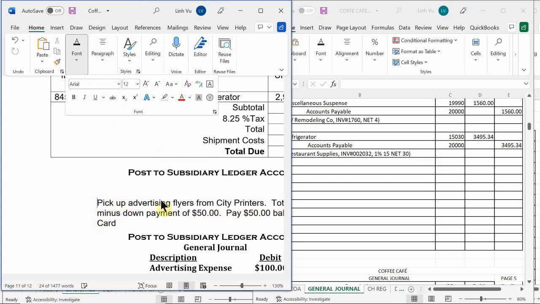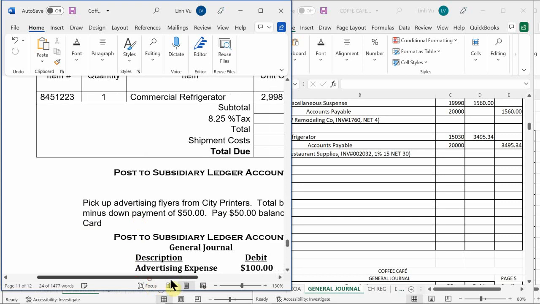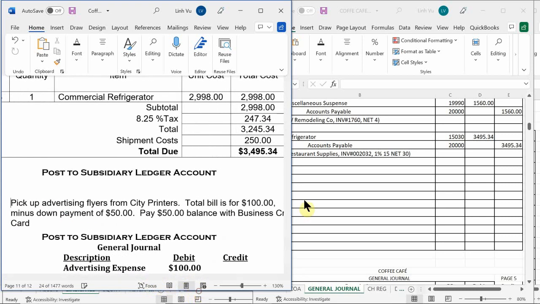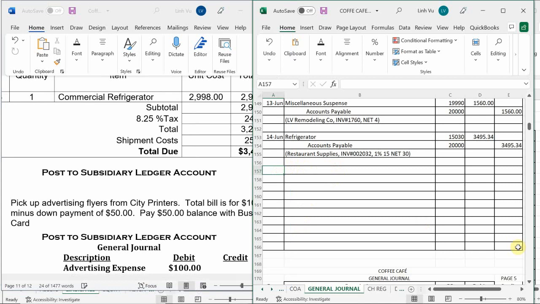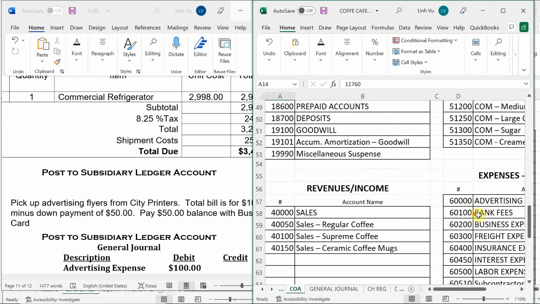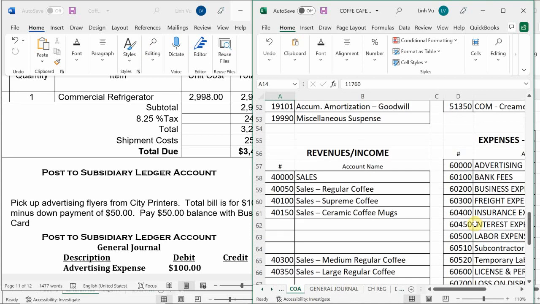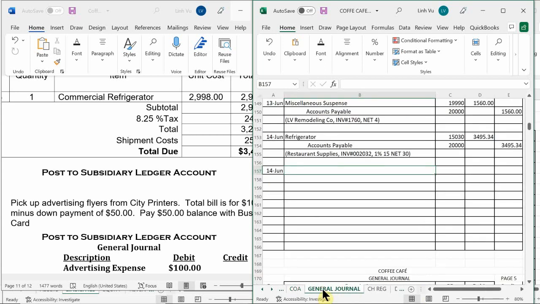So, what did we buy? What did we pick up? Advertisement flyers. Good, right? We buy advertising expense. So here, let's see, account number 60,000. Okay, we bought some advertising expense.